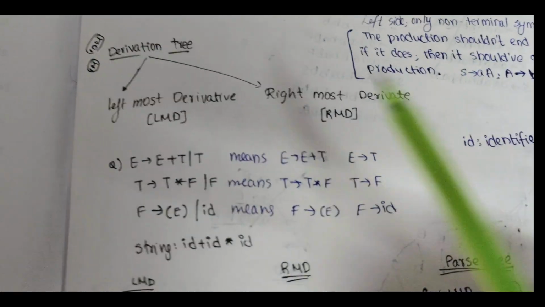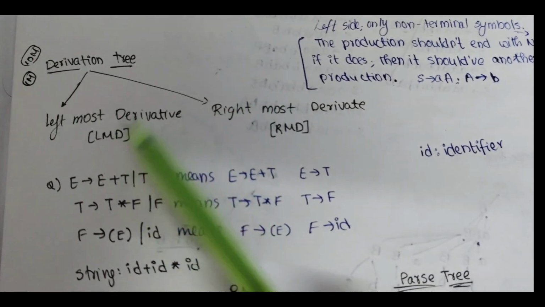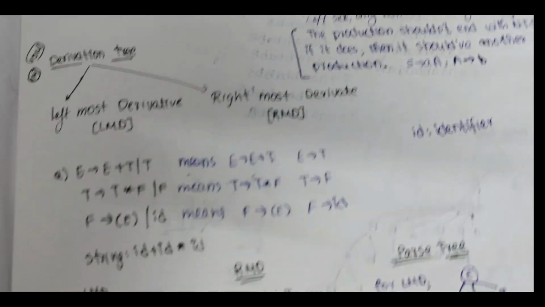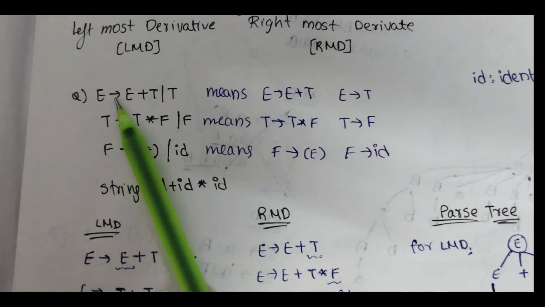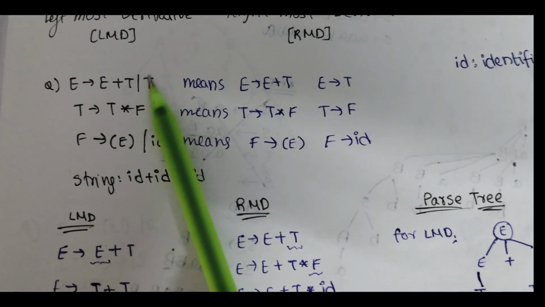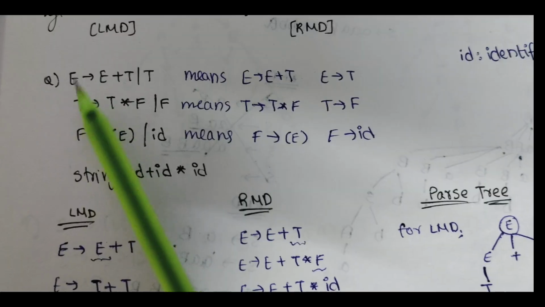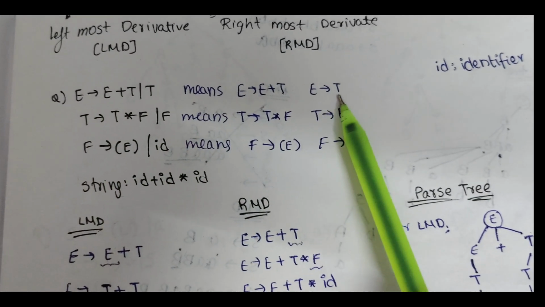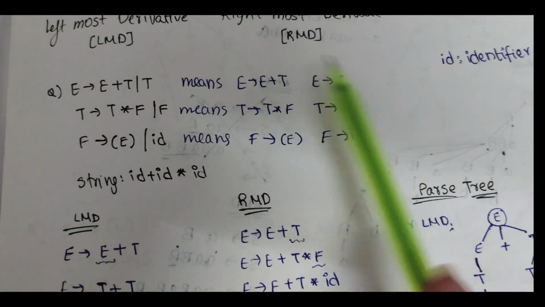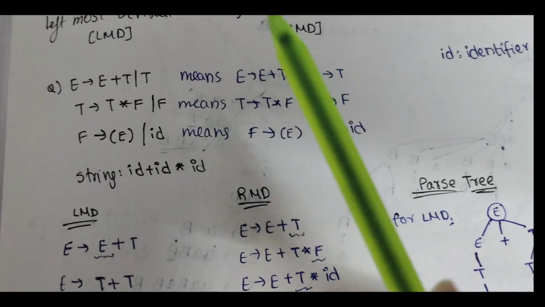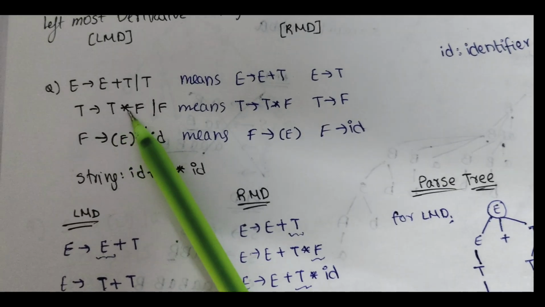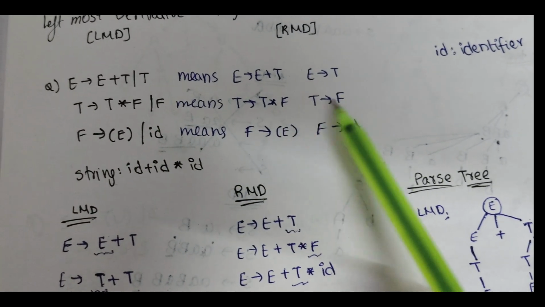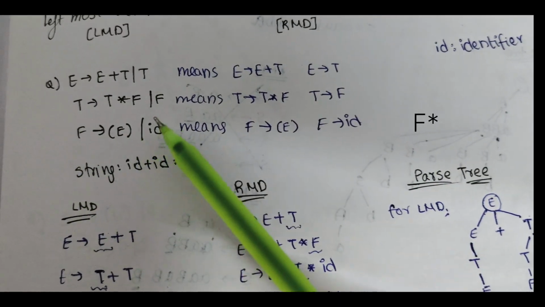Now let us discuss derivation trees. Basically we have 2 types of derivations, leftmost derivation and rightmost derivation. For example, we have E gives E plus T or T, which is nothing but E gives E plus T and E gives T. We can write it like this. Depending on the grammar, we can use whatever production we want. So T gives T into F or F, which means T gives T into F or T gives F. F gives epsilon or ID.